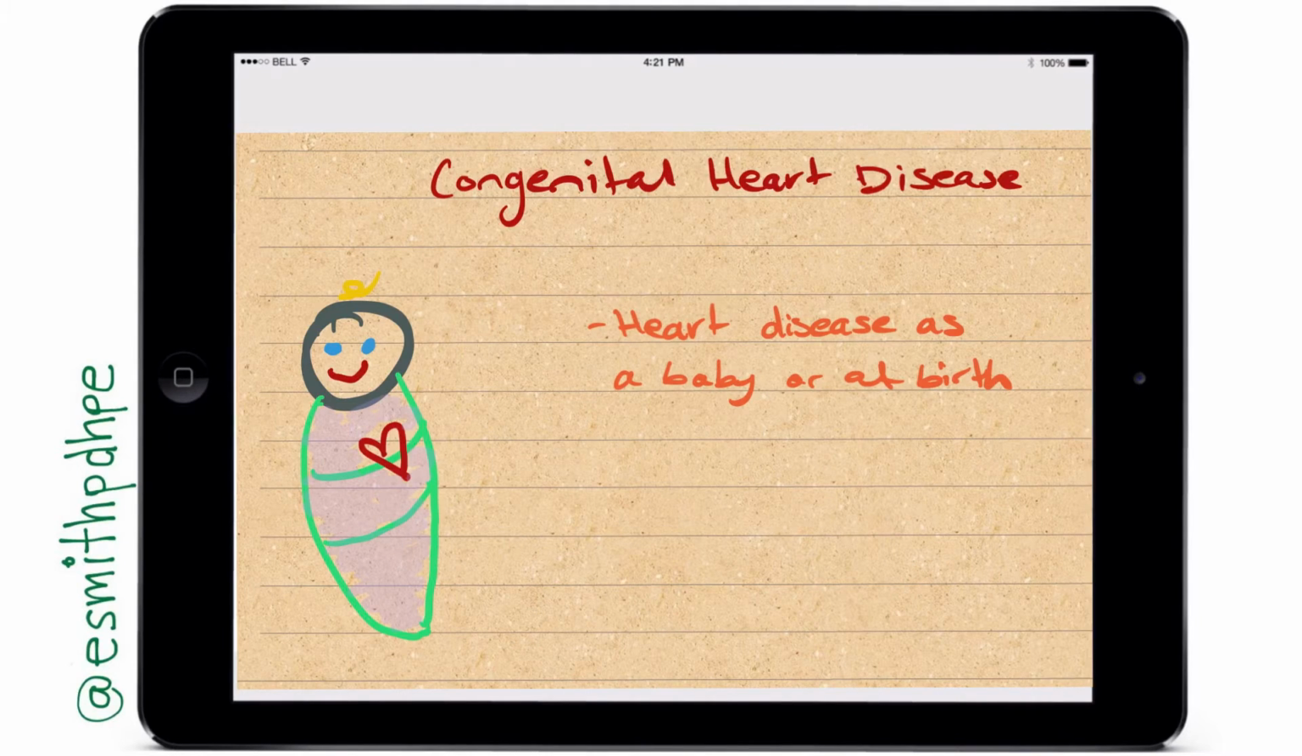Congenital heart disease is basically heart disease present as a baby or at birth. And most of the time these diseases can be operated on, and if successfully operated, the child will go on to live a normal, healthy life.